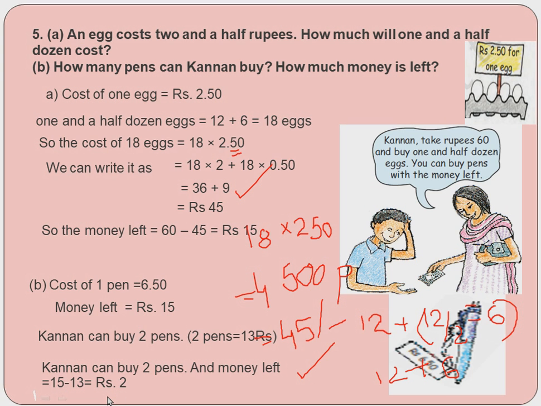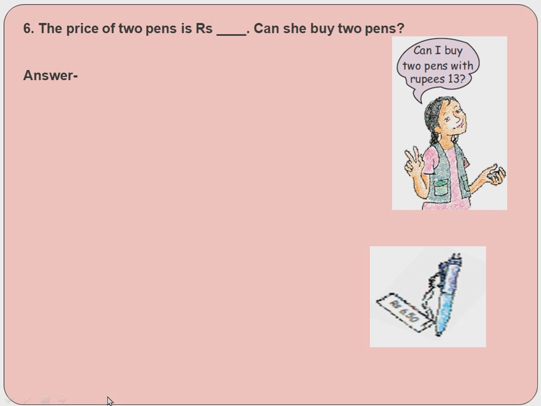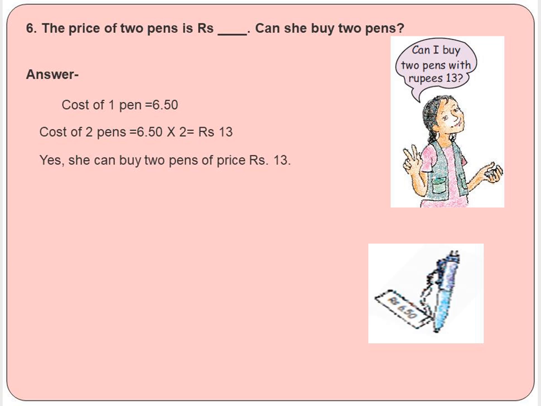Understood, children? Now, sixth question. The price of 2 pens is rupees dash. Can she buy 2 pens? Can I buy 2 pens with rupees 13? So what is the cost of 1 pen? 6 rupee 50 paisa. She is asking for 2 pens. 6 plus 6 is 12, 50 plus 50 paisa is 1 rupee, so 13 rupees, or 650 into 2 if you multiply, you will get 13 rupees. Anyway you can do. So will you get 2 pens or not? Yes, she can buy 2 pens for rupees 13.